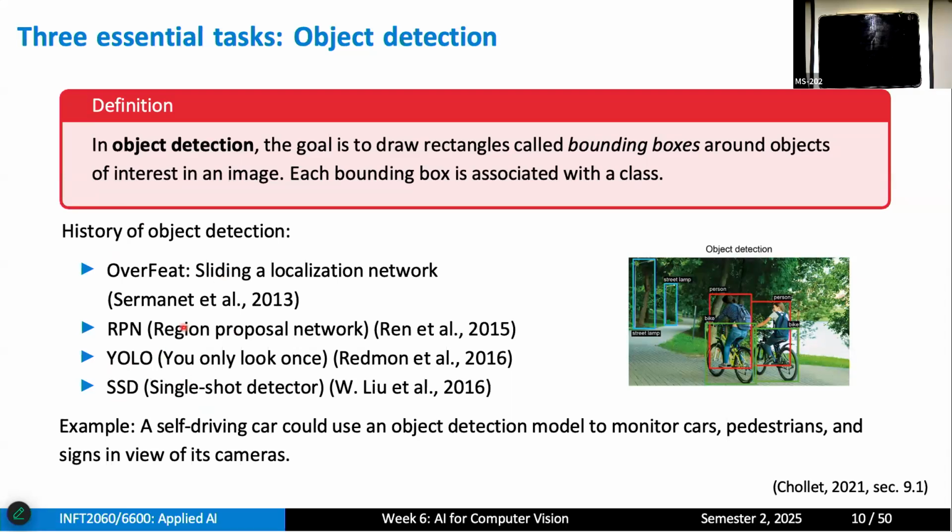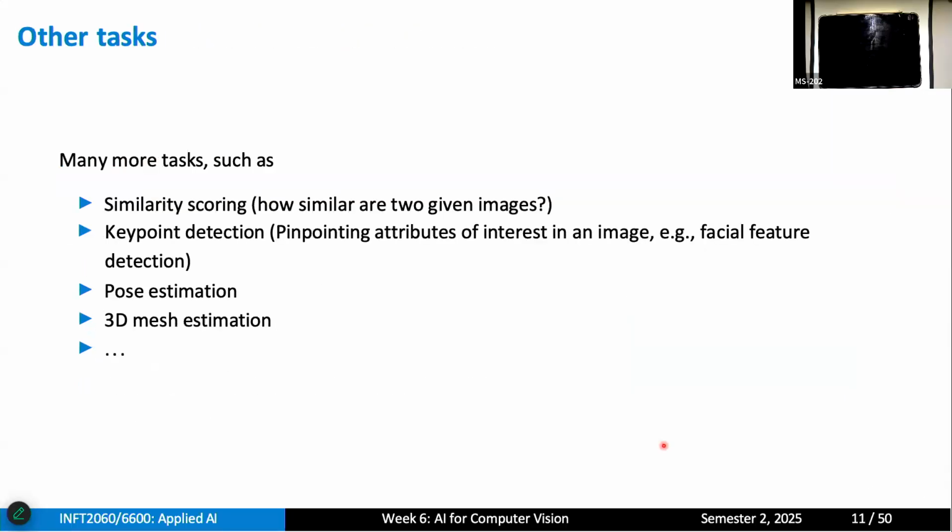And a very typical object detection application is the automatic car. Okay, they utilize object detection to monitor the cars, pedestrians, and signs in view of its camera. All right, except for those three classes, we also have other classes.